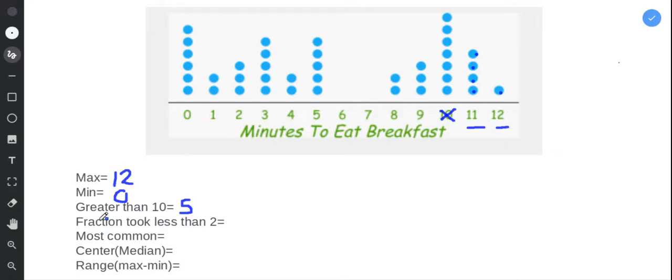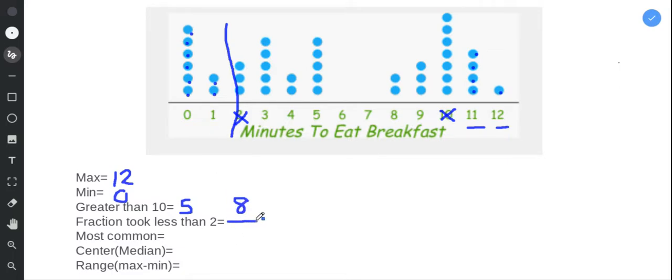They might ask you the same type of question, but to write it as a fraction. What fraction of people took less than 2 minutes to eat breakfast? If I'm looking at less than 2, that means I'm not including 2. I'm looking at 1 and 0. So how many people? Let's count. 1, 2, 3, 4, 5, 6, 7, 8. 8 people took less than 2 minutes.